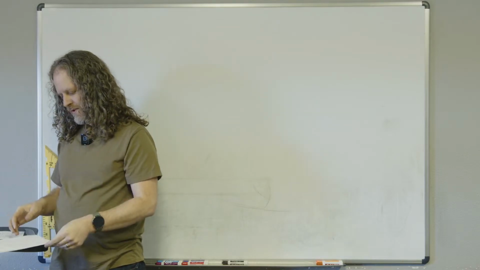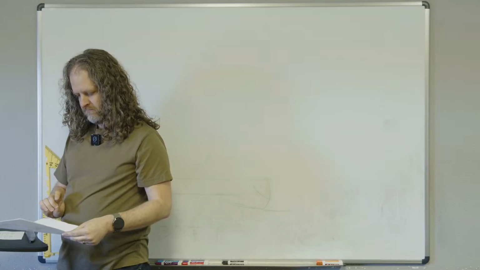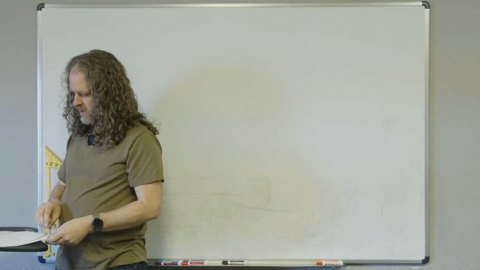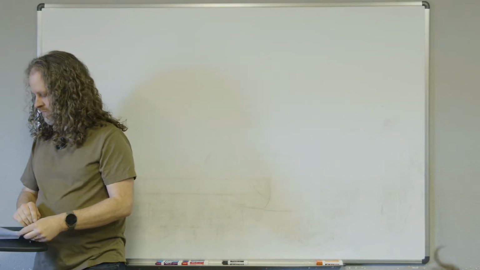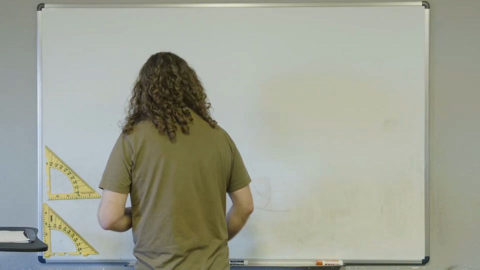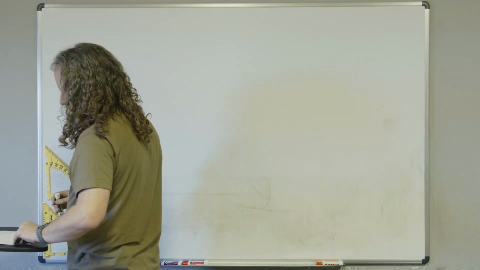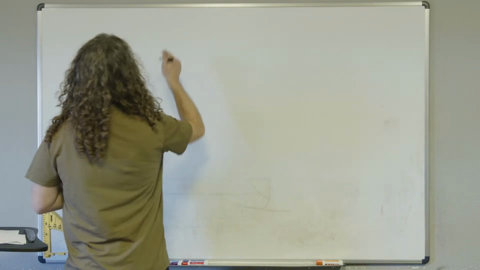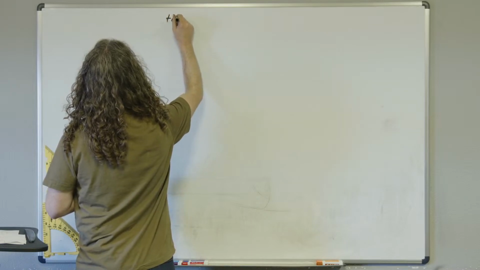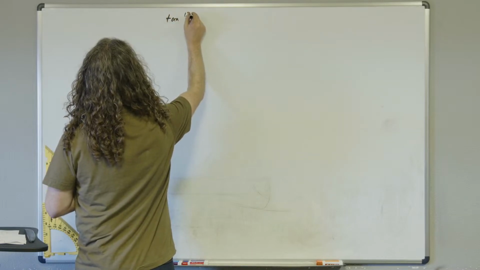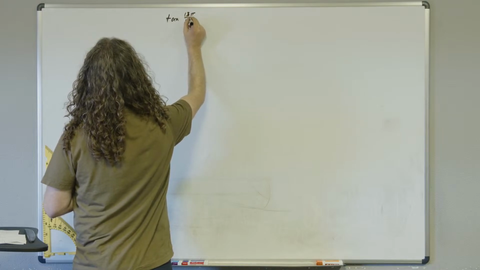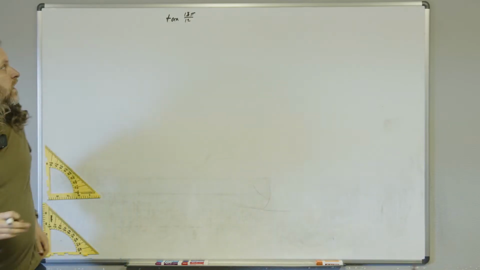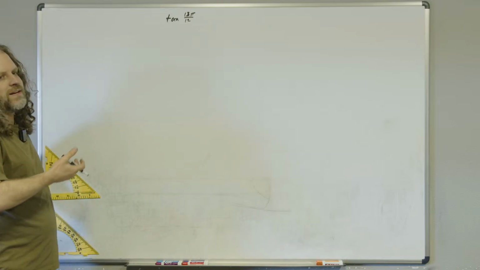So, what questions do you have from the test? Number 10. We are expected to find the exact value of the tangent of 13 pi over 12. You said number 10? I did say number 10. Oh, yeah. So, what do we need to do?